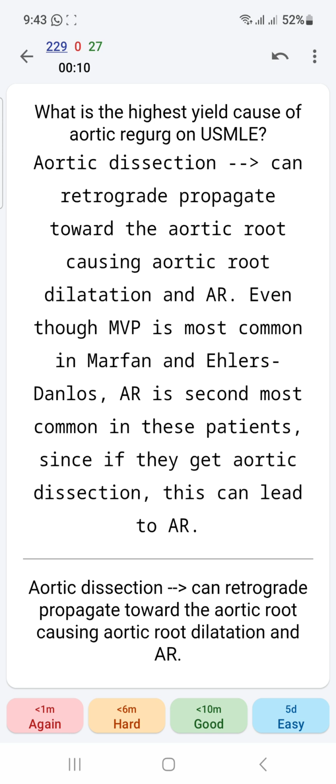Retrograde propagate toward the aortic root, causing aortic root dilatation and AR. Even though MVP is most common in Marfan and Ehlers-Danlos, AR is second most common in these patients, since if they get aortic dissection, this can lead to AR.